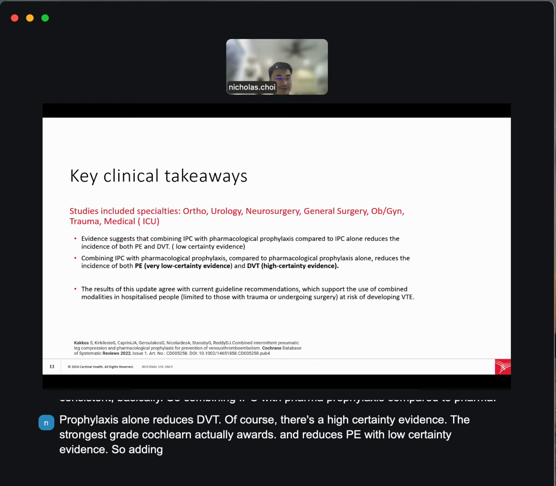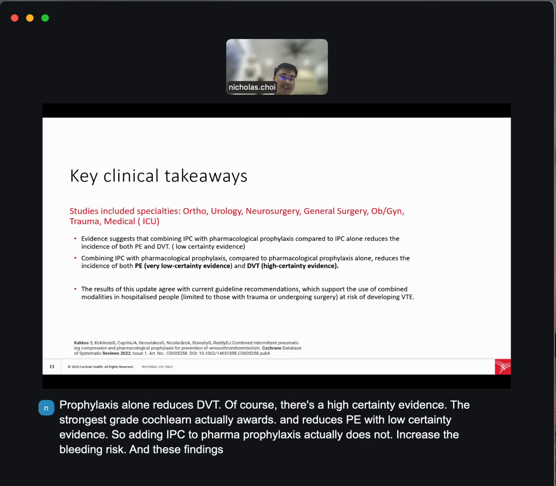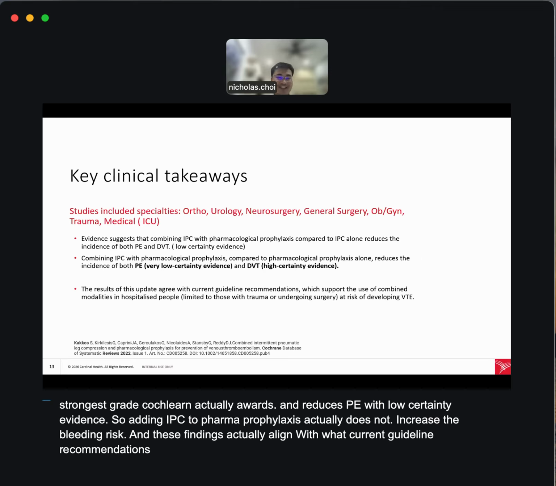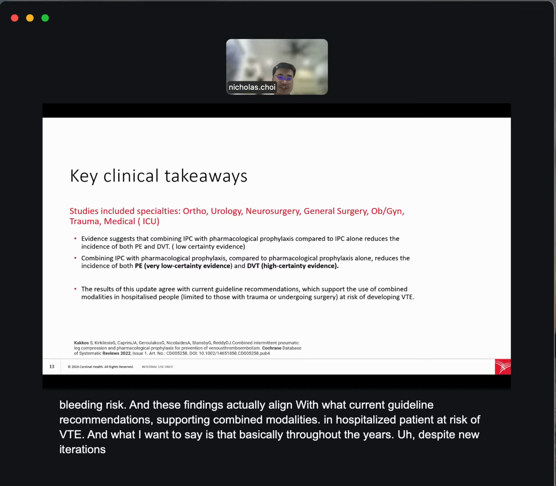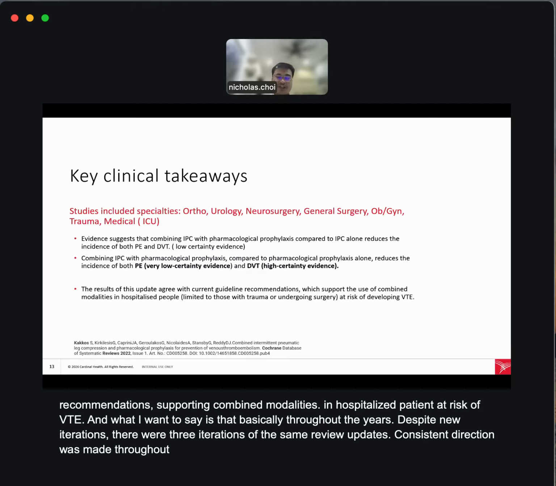Adding IPC to pharma prophylaxis does not increase the bleeding risk. And these findings align with current guideline recommendations supporting combined modalities in hospitalized patients at risk of VTE. And what I want to say is that throughout the years, despite 3 iterations of the same review, the direction was consistent. The direction of the paper and the outcome did not change throughout the years.